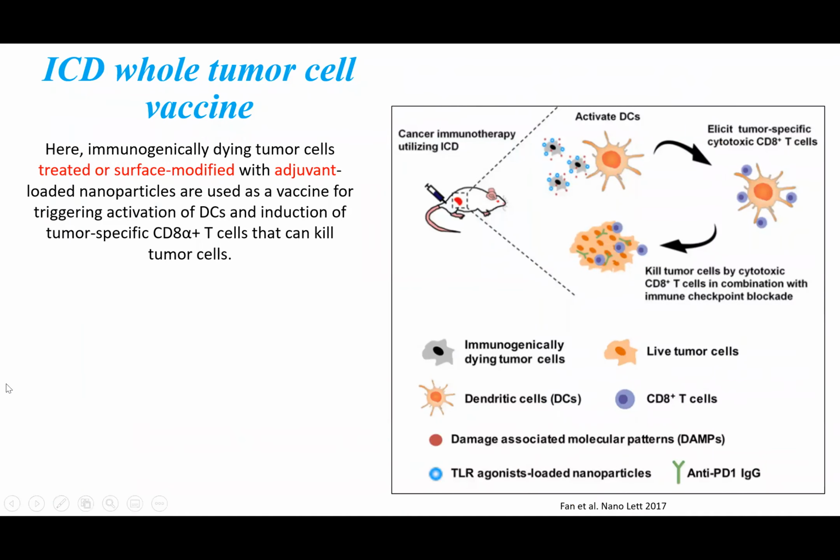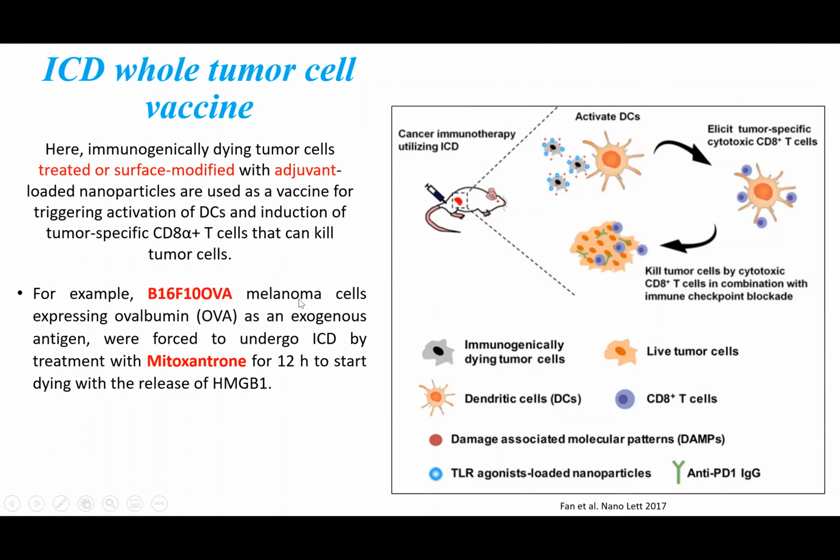Another strategy is using an immunogenic cell death whole tumor cell vaccine. Here, the dying tumor cells after treatment with an immunogenic cell death inducer will be coupled to nanoparticles loaded with an adjuvant, and the whole tumor cells will be used as a vaccine.